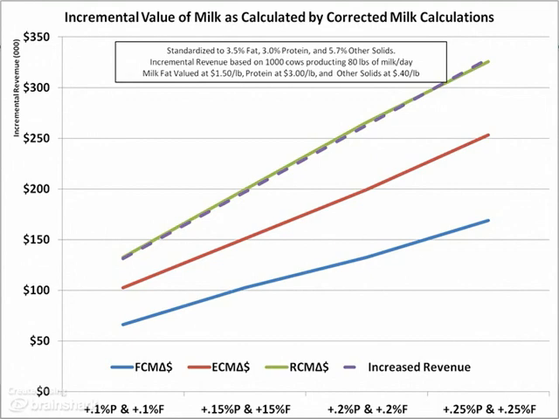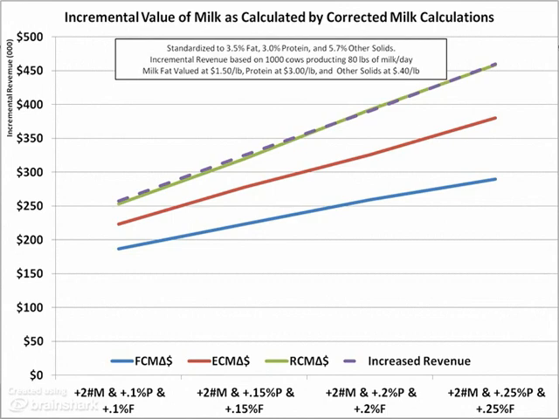When milk fat and protein are both increasing, the fat-corrected milk shows the least value because the increased protein is not given any value, while energy-corrected milk shows a higher value than fat-corrected milk. It still understates the financial value of the milk.